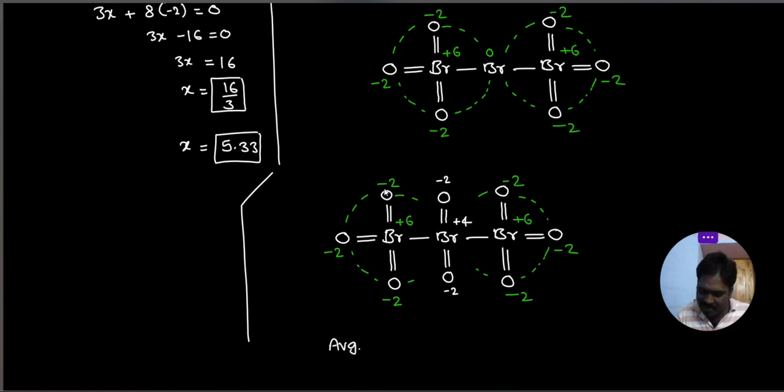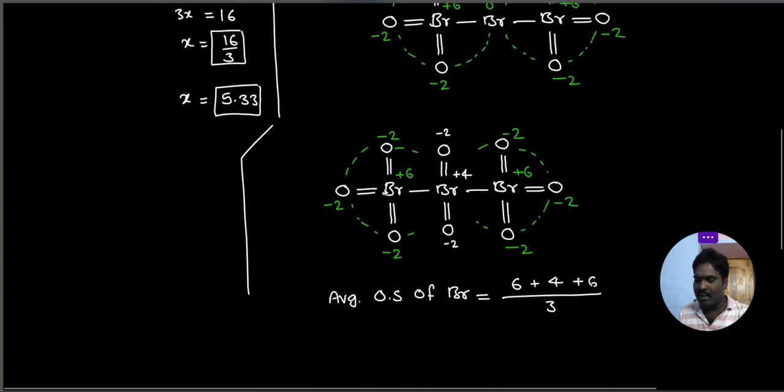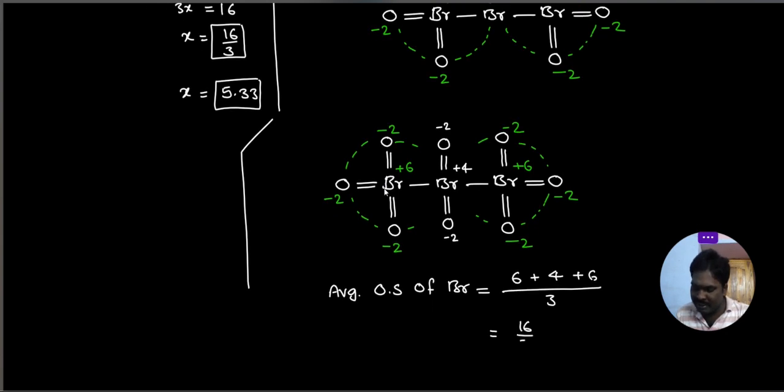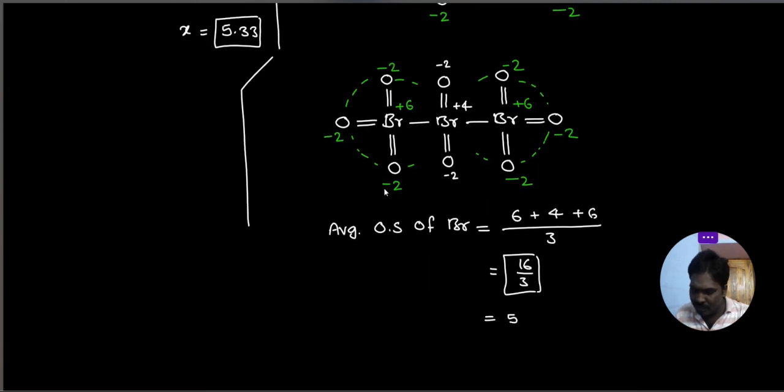Now the average oxidation state of bromine. Total bromine atoms 3: terminal bromine, middle bromine, terminal bromine. Now 16 by 3, that is 5.33. Understood? This is the procedure for calculation of average oxidation state of bromine, mathematically based on structure. I told you the importance of structure.